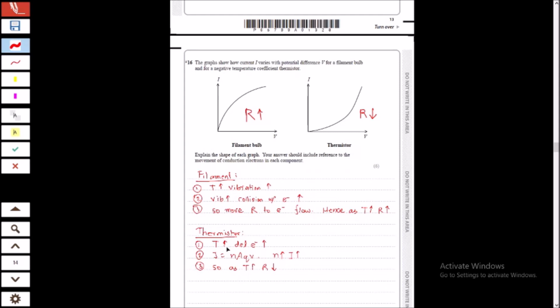For the thermistor, as temperature increases, more electrons are released from the lattice atoms. Therefore, the number of delocalized electrons per unit volume increases. I is equal to nAqv. I is the current, n is the number of delocalized electrons per unit volume, A is the cross-sectional area, q is the electronic charge, and v is the drift velocity. So, as the number of electrons per unit volume increases, as n increases, I also increases. So, as the temperature increases, the resistance of the thermistor therefore decreases.